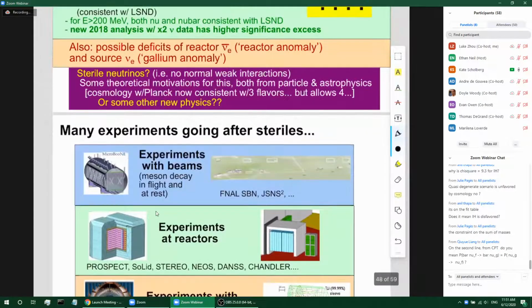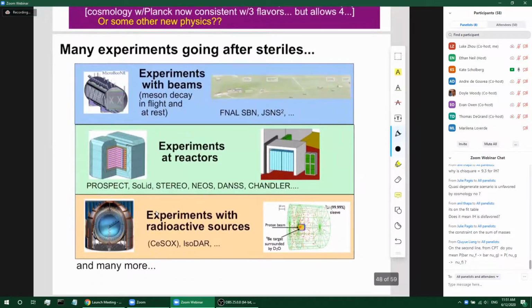There's a lot of activity in trying to definitively answer these questions, and there are experiments with beams. I'll say a little bit more about that. Especially, I feel like the MicroBooNE experiment is designed to look at some of these anomalies. Experiments with reactors, actually quite an array of those experiments, and experiments with radioactive sources. Actually, the one that I showed there is, I think, not actually happening, but lots of interesting ideas for trying to test the presence of sterile neutrinos.